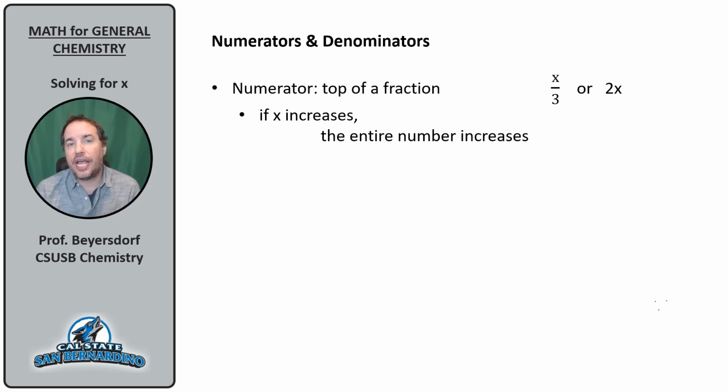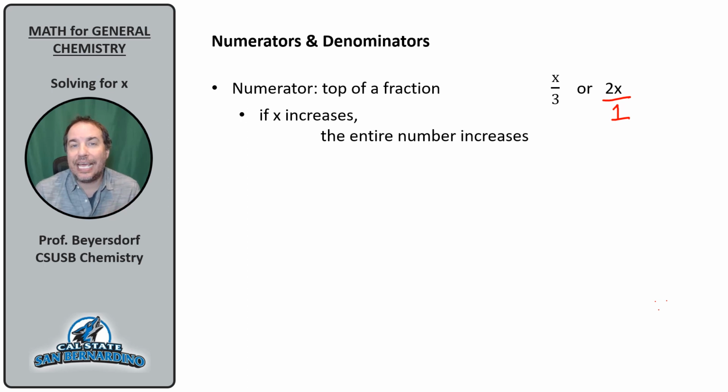Now, let's understand a little bit more about fractions. So you may remember this from when you first dealt with fractions. We have numerators and denominators. The numerator is the top of the fraction. So for instance, x over 3. The x is in the numerator. Or if I have just 2x. Now 2x isn't a fraction, but it's the same as 2x over 1. So here, that x, it's in the numerator.